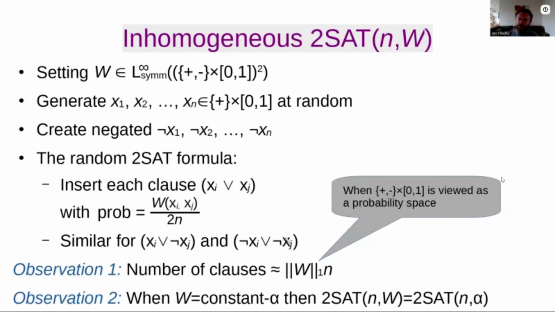there is a slight difference compared to the homogeneous case. In the homogeneous case we said, let's take a deterministic number of clauses, which was alpha n. Now I'm saying, I flip a coin for every clause to include or not to include. Hence, in theory, in my random formula the number of clauses is not fixed, and could be anything between 0 and everything. But of course, it's concentrated around some constant times n, and that constant happens to be the L1 norm of W. In particular, when W is the constant alpha, then you recover the 2-SAT where you are including alpha n many clauses, so the homogeneous case.